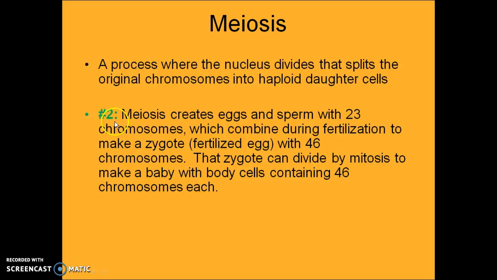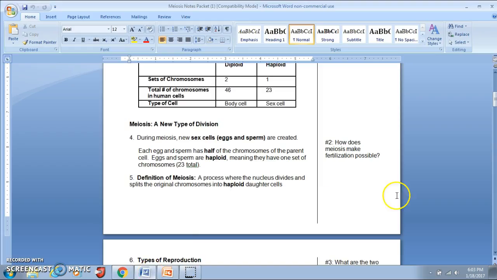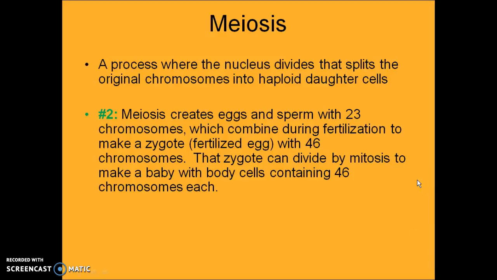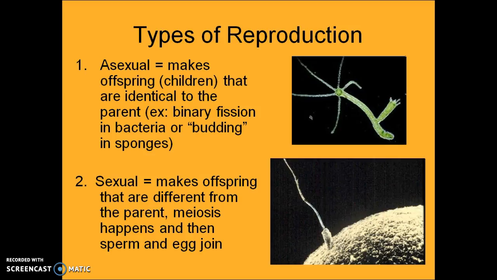And this is our answer to question number 2, how does meiosis make fertilization possible? Okay, so we can say, hey, it makes eggs and sperm. They've got 23 chromosomes. When they come together, they make a zygote with 46. And that eventually makes a multicellular baby with 46 chromosomes in each of its cells.